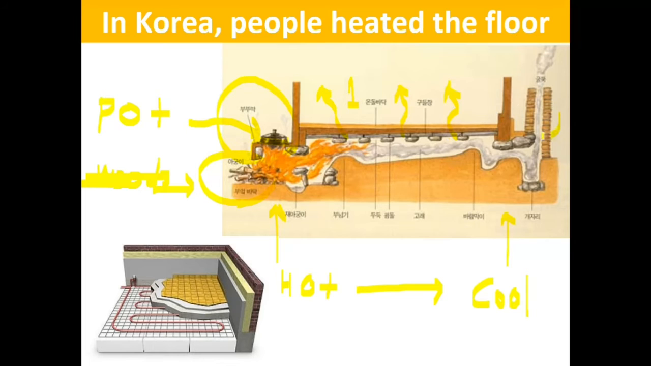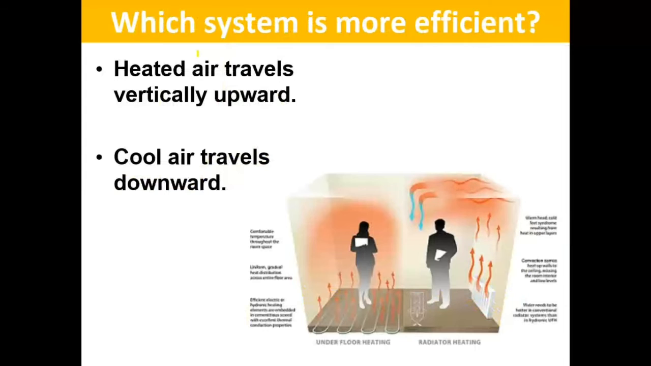And the last part that you see in here is the chimney. So you know the heat energy goes through, and then a lot of toxic gas like carbon monoxide, the one that gives a poisonous effect, is going to go out. So we do use a central heating system, except ours is way more focused on the floor. So, which system is more efficient? Well, I want you to highlight this. Heated air always travels vertically upward.